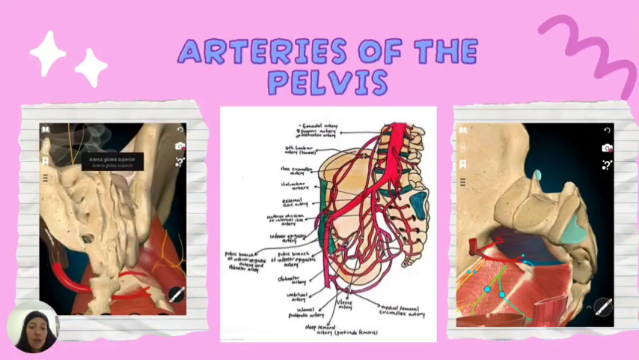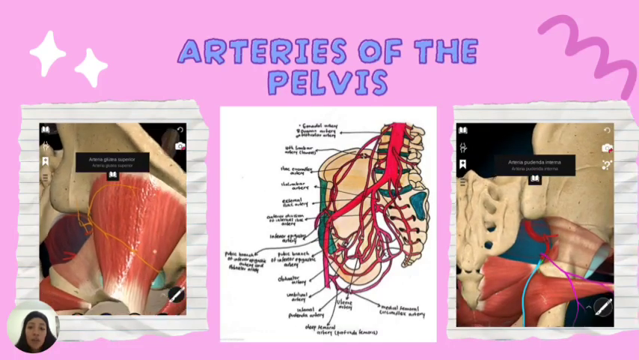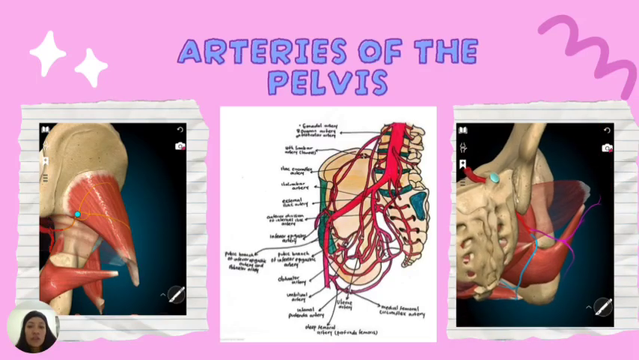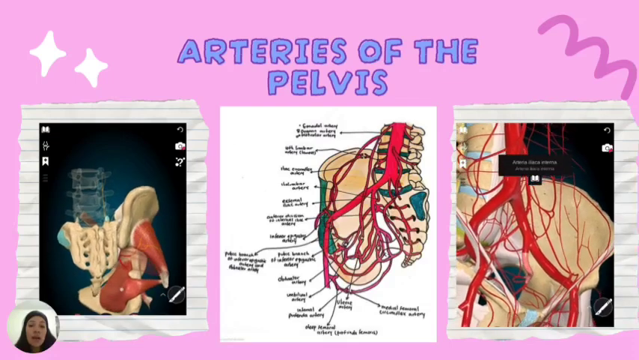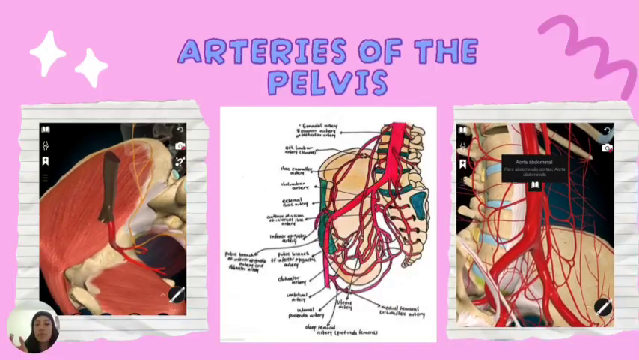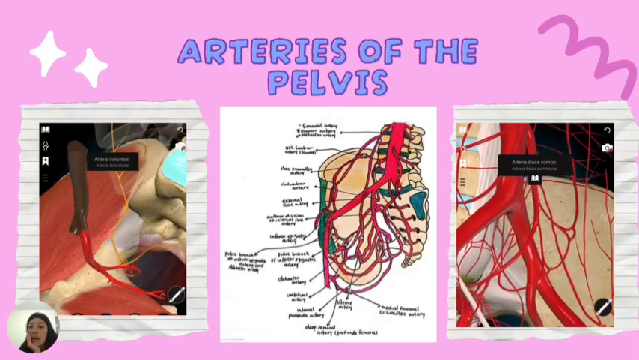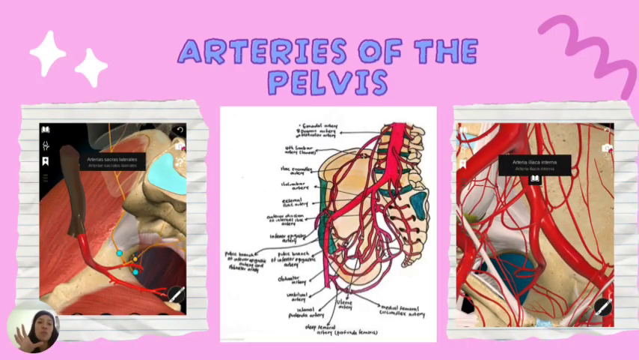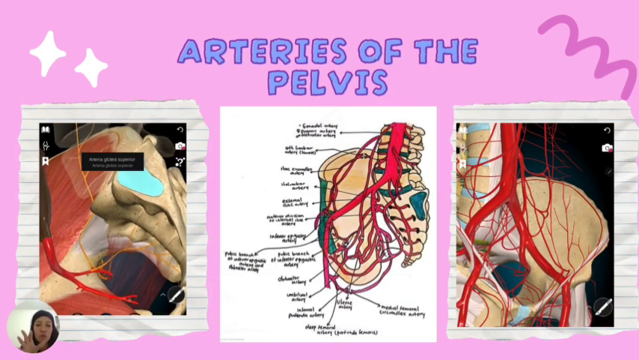We have the iliolumbar artery, the first one that we can see at this moment, to the posterior abdominal wall. Then the lateral sacral arteries, located at the sacrum and the spinal meninges, and the superior gluteal artery, the largest branch, passing through the greater sciatic foramen to supply blood to the gluteal muscles and also to the leg muscles.